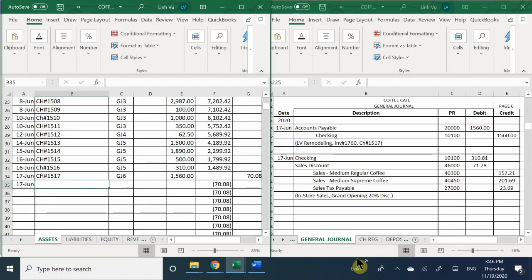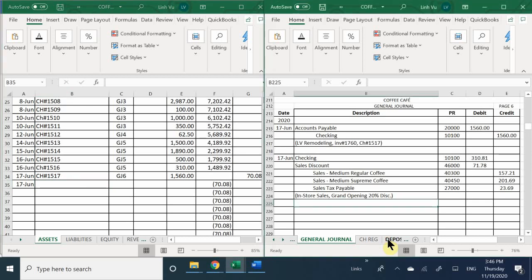June 17th. We're going to deposit into the checking, right? We're going to deposit, but did we? Oh, no, we didn't yet. Okay. So get out of there. Hold on a second. Deposits. Yep, we're going to go to deposits.